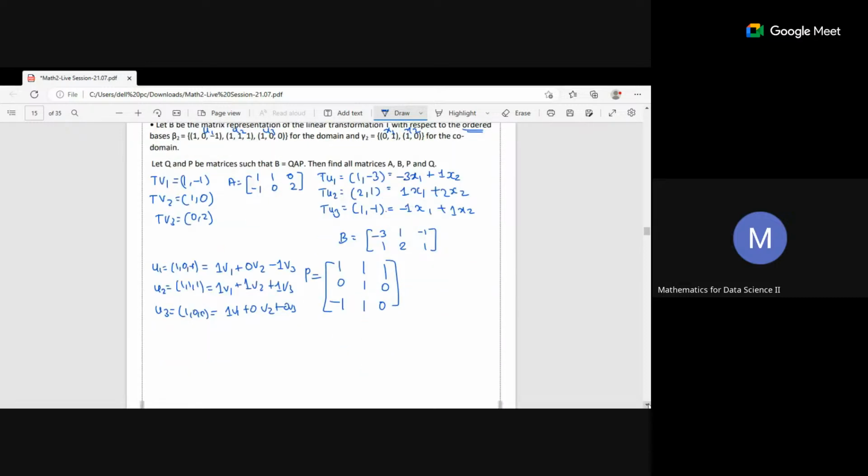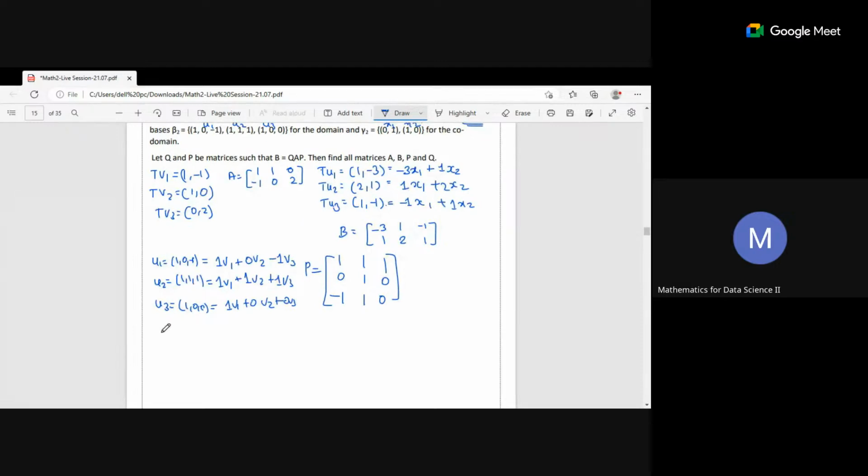Okay. So quick question here: can the transpose of P also satisfy the condition B equal to QAP? If instead of writing it column-wise, you write it row-wise, would that not impact it? Okay. Fine.